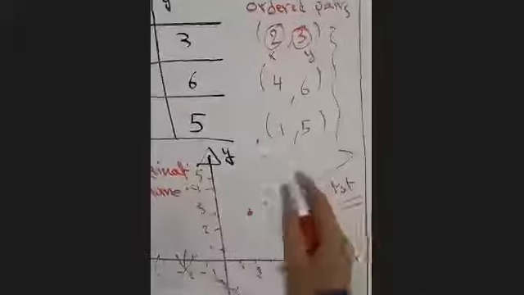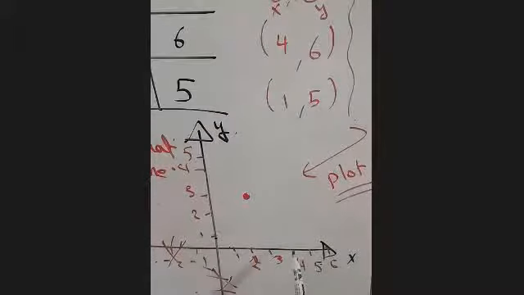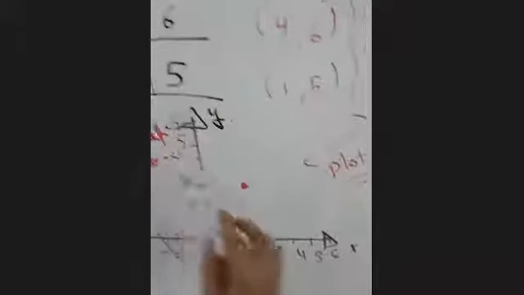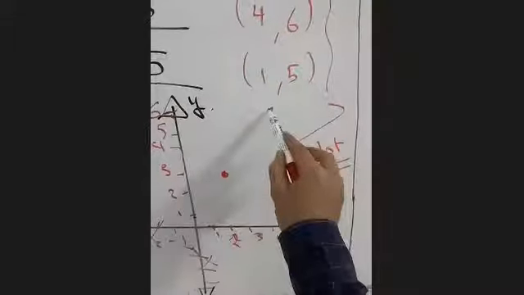How do we plot (4, 6)? I will go to the 4 on x and go up. There is no 6 here. I can add it. This is 6. I will go from 4 up until I get the 6 and put my point.